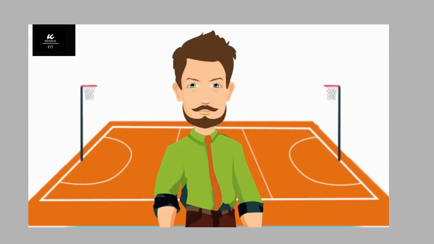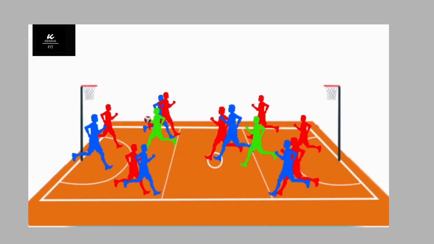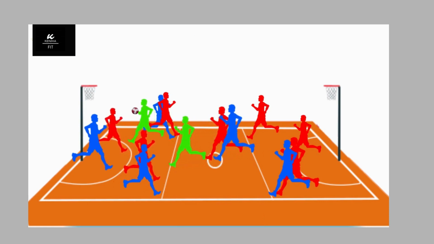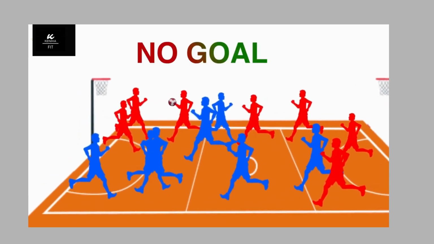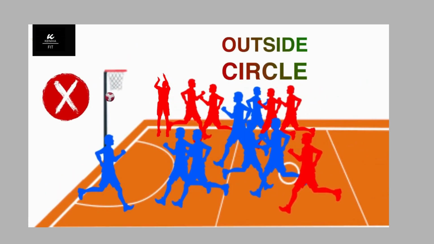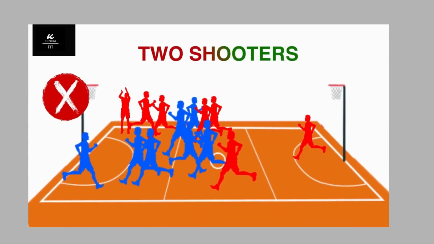17. To avoid a violation called obstruction, the job of the goal defense and goalkeeper is to block the goal attack and goal shooter from shooting by being 3 feet or more away from the landing foot of the shooter. 18. A no goal occurs if the ball passes through the hoop that has been thrown either outside the circle or by a player other than the 2 shooters.